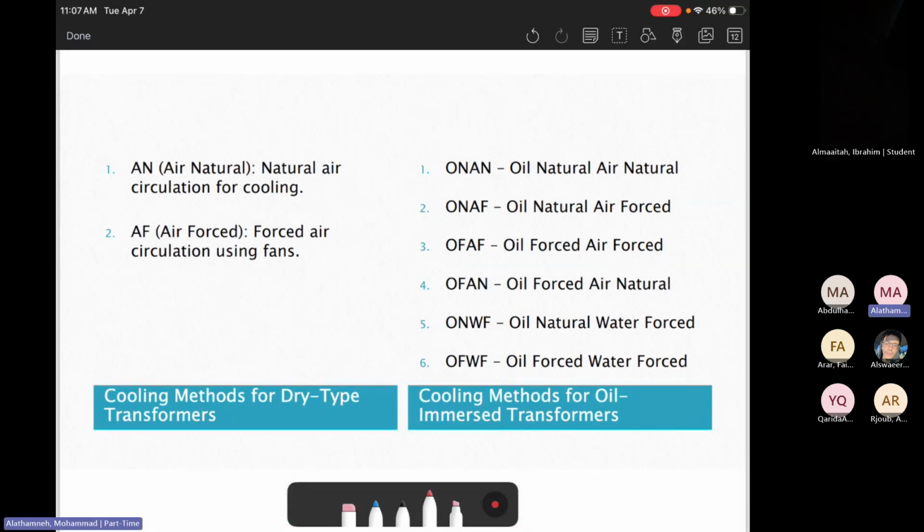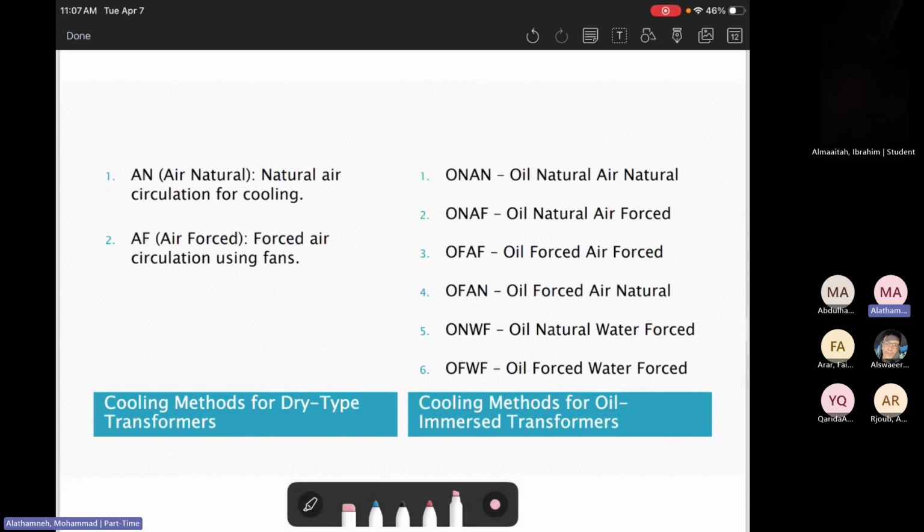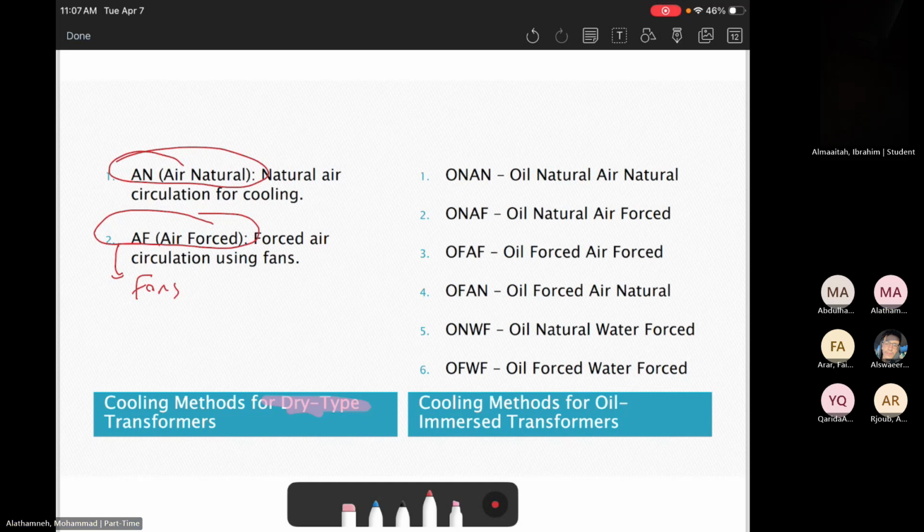We have different types of cooling. There is air natural, for air, which is also called air dry or the dry type. There is no oil, so it is called air natural cooling. There is also air forced. What do we mean by air forced? It basically uses fans to cool it down.